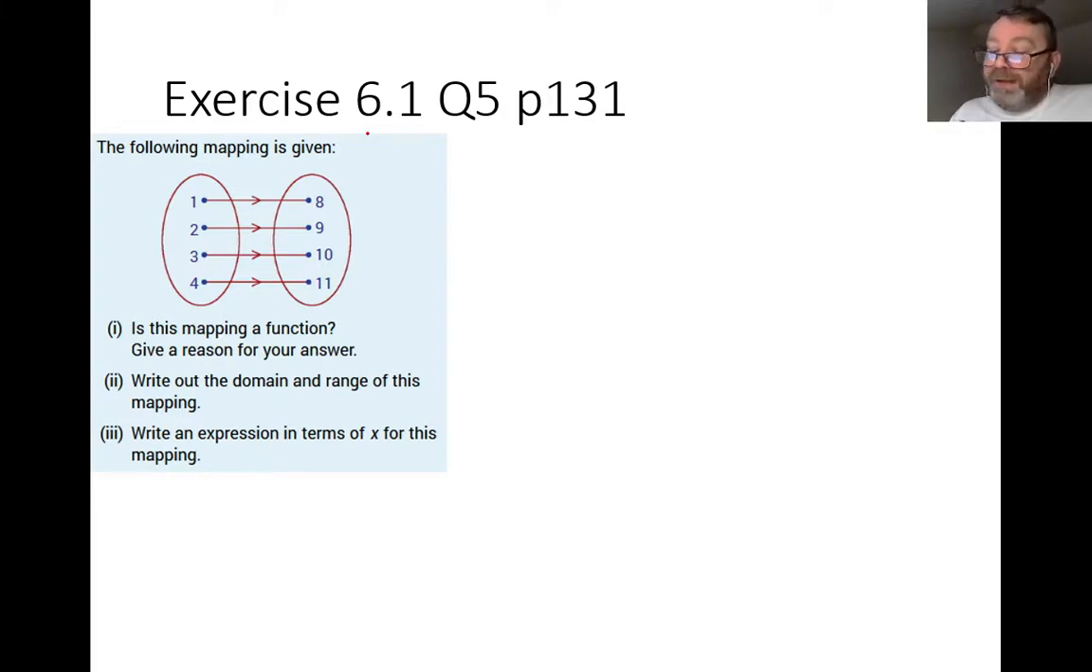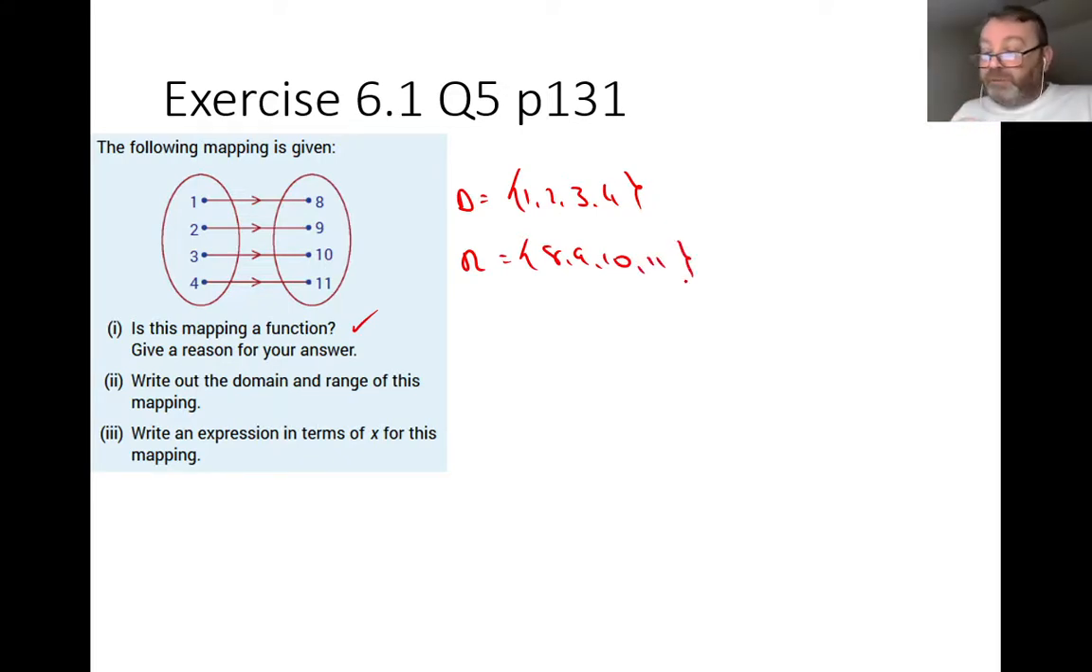Part 1. Is this mapping a function? And give a reason for your answer. Hopefully, you realize what a function is. A function occurs when every element in your domain is linked to one particular output. So is it a function? Absolutely, it is a function. Write out the domain and range in this mapping. Now, what I mean by that is to simply write down the elements in your domain. Your domain is 1, 2, 3, and 4. Your range is 8, 9, 10, and 11.